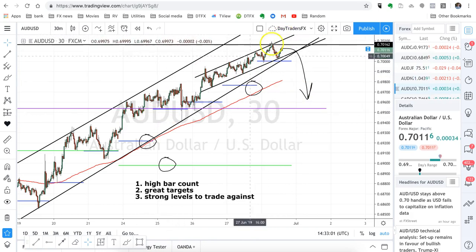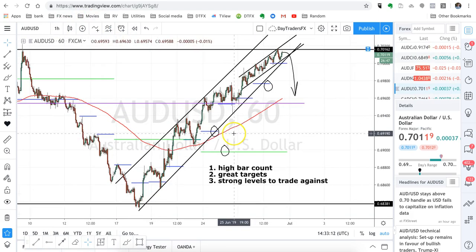There's a lot of Aussie strength, a lot of dollar weakness, so we don't want to jump on this one just yet because the bar count's not there yet. But we do have an interesting level to trade against. We do have some targets, but that bar count needs to improve just a hair for us. And if we get a breakout, then we might throw almost like a market order on this one and see how it goes.